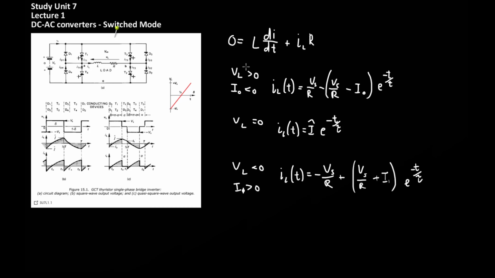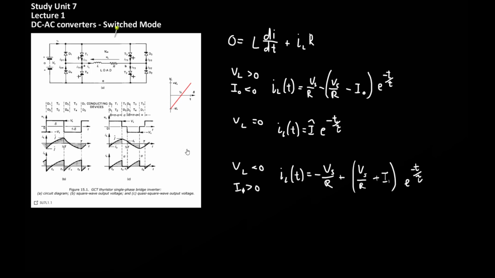For the case where the output voltage is larger than 0, then the output current is less than 0, and the expression for the output current is simply Vs/R minus (Vs/R minus I_out) multiplied by e^(-t/τ). When the output is negative, the current can be expressed as -Vs/R plus (Vs/R plus Vi) multiplied by e^(-t/τ). In other words, it is simply the polarity reversed version of the current during the first part of the cycle.